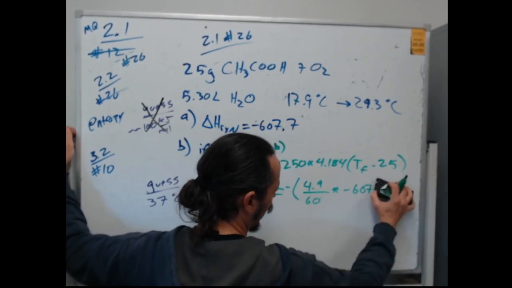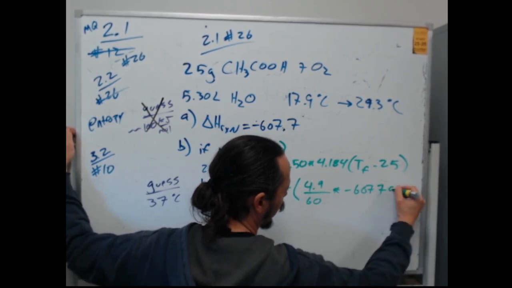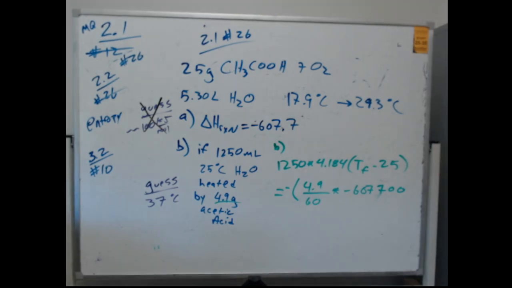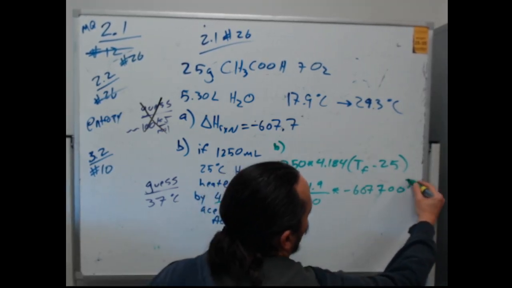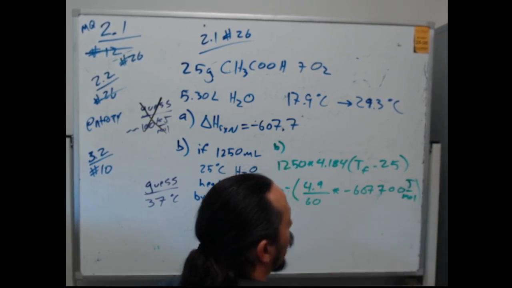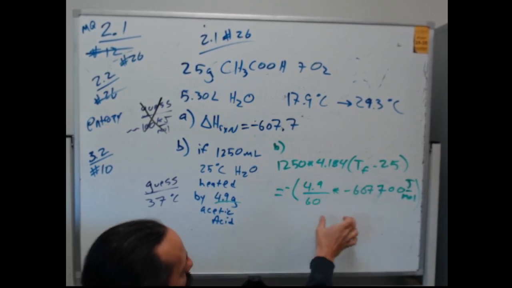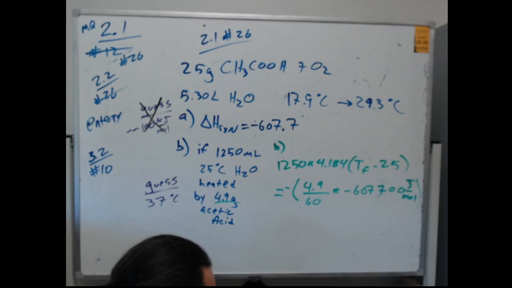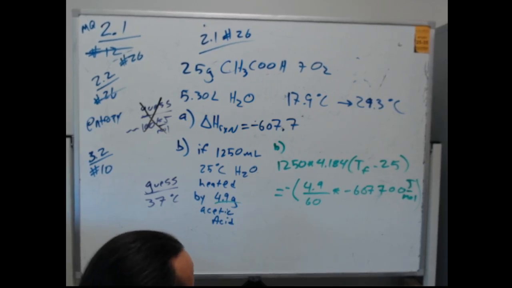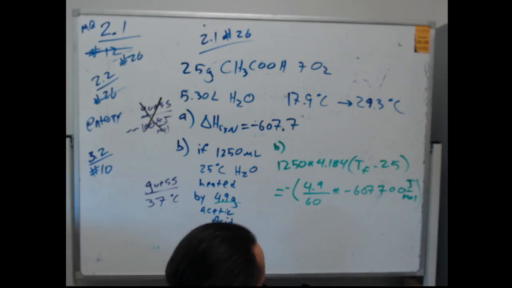No, we'll just do 6. I'm going to go with my rounding. I don't feel like keeping all those sig figs. Plus, it would be kind of incorrect. I converted from kilojoules to joules because I know that my R is in joules as well. So I'm going to calculate this side, divide by that number, and see what we get. I'm going to do 4.9 divided by 60 times 607,700. We have 49 something, divide by 1250, divide by 4.184.